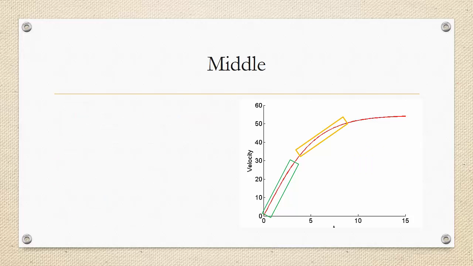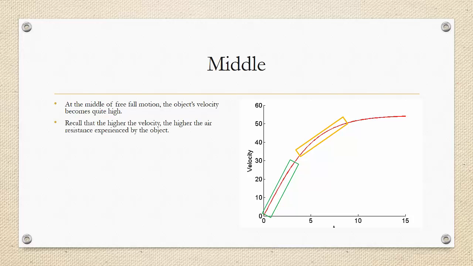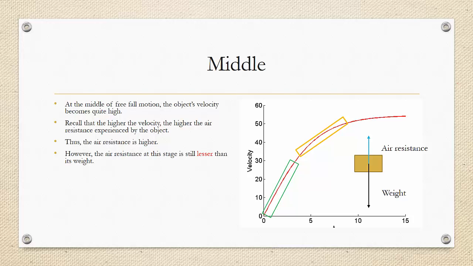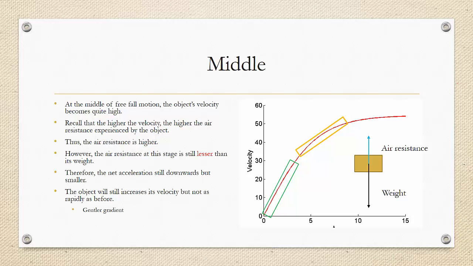But as the object becomes faster and faster, the object's velocity becomes quite high in the middle of the free fall motion. Recall that the higher the velocity of the object, the higher the air resistance experienced by the object. So the air resistance is higher, and the blue arrow will become bigger. But the air resistance at this stage is still less than its weight. So the net acceleration is still downwards but smaller. What it means is that the object will still increase its velocity but not as rapidly as before. So you can see, in the gradient of the yellow box, it is becoming more and more gentler.